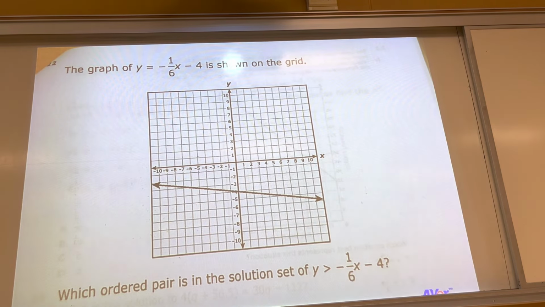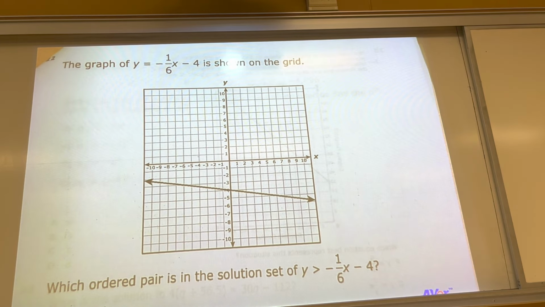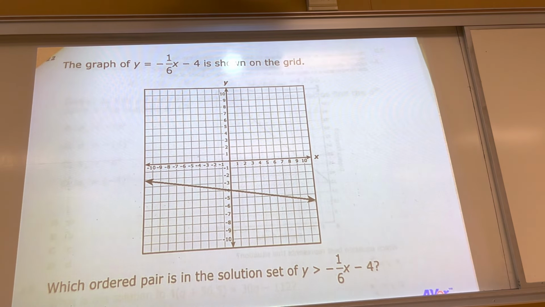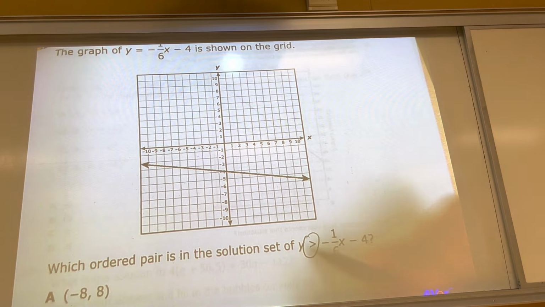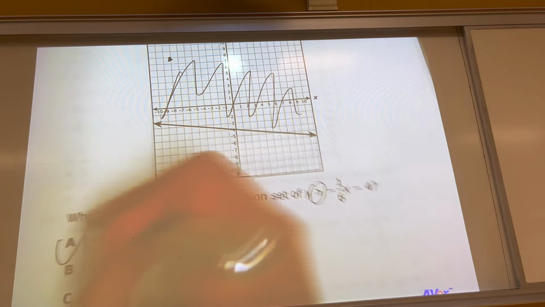Okay, this equation is this line. This is a greater than sign. It's not equal to, which means that it does not include anything on the line. It has to be everything above the line. So this is your solution area. Greater than, shade above. So -8 is right here, which is clearly in the shaded area. So your answer is A.